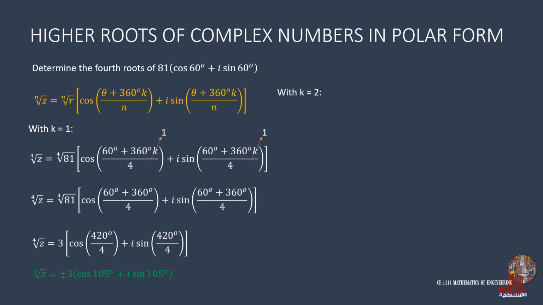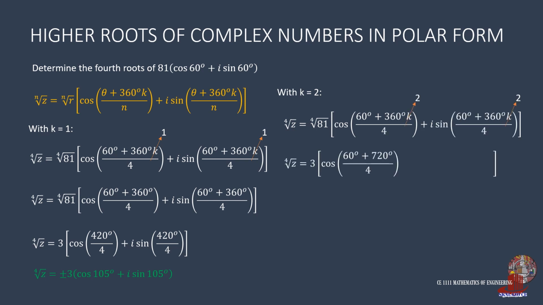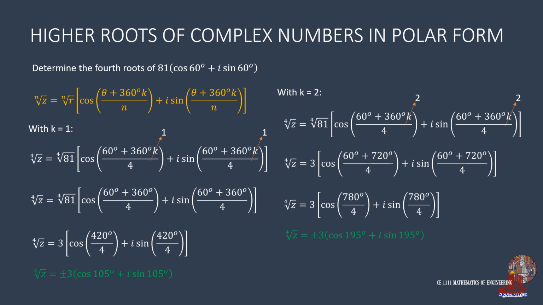The third root uses k equal to 2. So plugging this into the formula, we end up with 3 times cosine of (60 plus 720) all over 4 plus i sine of (60 plus 720) over 4. Simplify the argument to have 3 times cosine of 780 degrees over 4 plus i sine of 780 divided by 4. So the third root of the number is positive and negative 3 cosine of 195 plus i sine of 195 degrees.